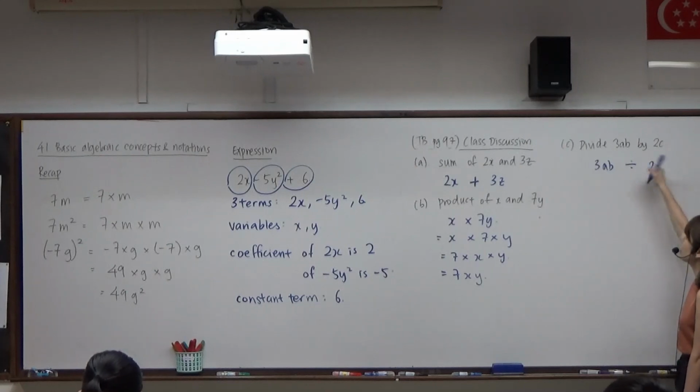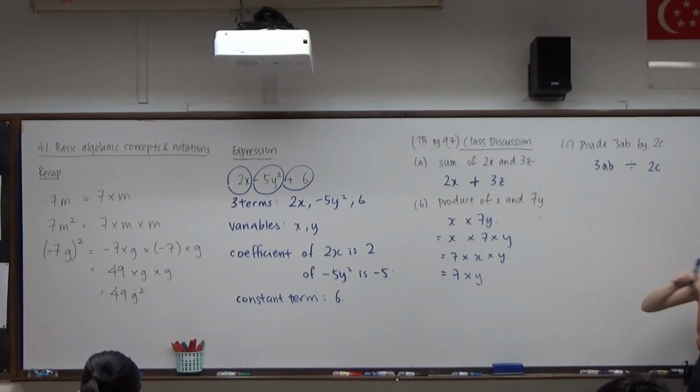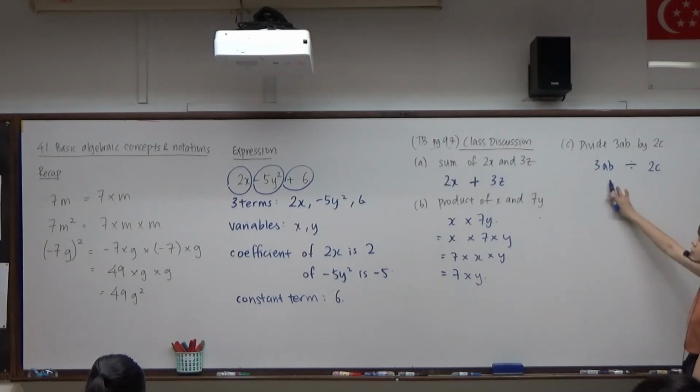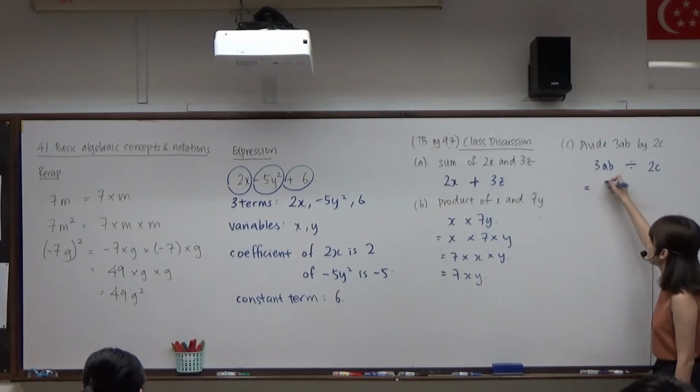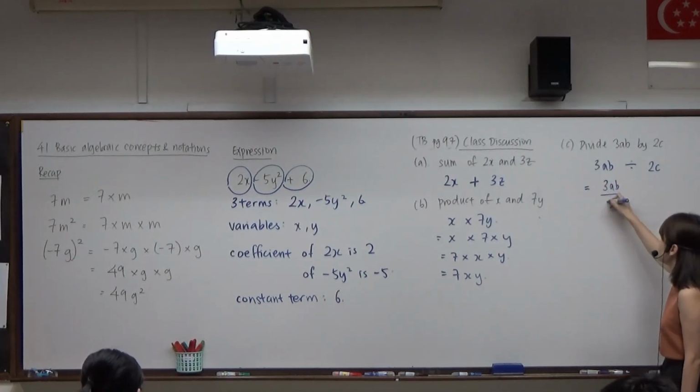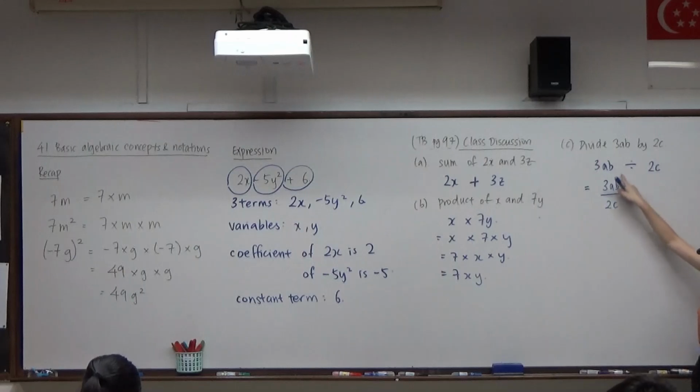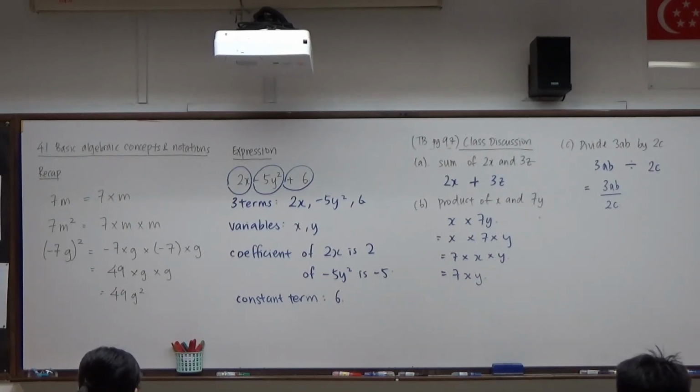Okay, so the question says divide 3ab by 2c. So first of all, we need to recognize 3ab as a group. It is a number as a group in total. Then divide by 2c. Right, so this is how we can write it. Alternatively, we also understand about fraction lines. I can also write it as 3ab over 2c. So sometimes writing it in a fraction will be more helpful, especially later on when we do more algebra.